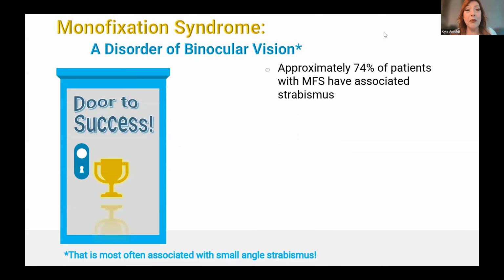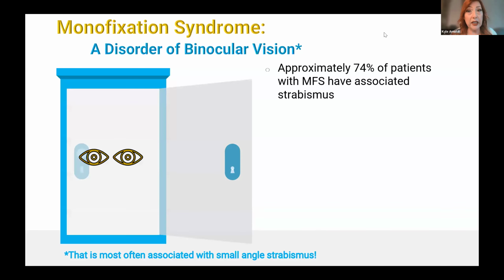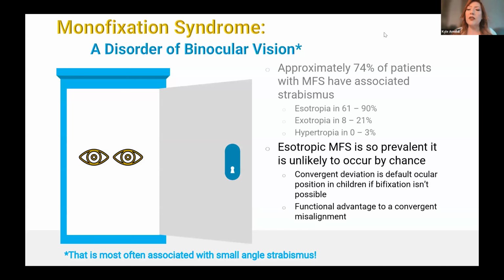But as we all know, monofixation, especially secondary monofixation, is very often associated with a small angle strabismus, usually an esotropia. And the esotropic monofixation syndrome is special because the convergent deviation is probably the default position in children when bifixation isn't possible, and it confers a functional advantage more so than XTs or hypers in monofixation.